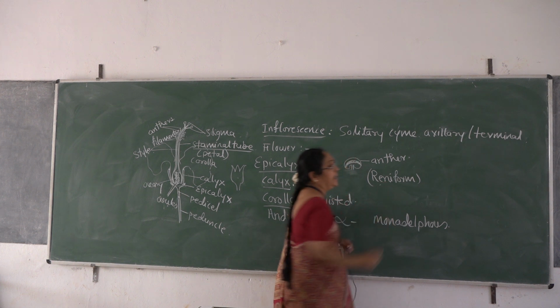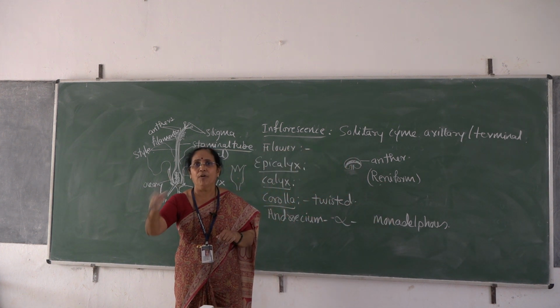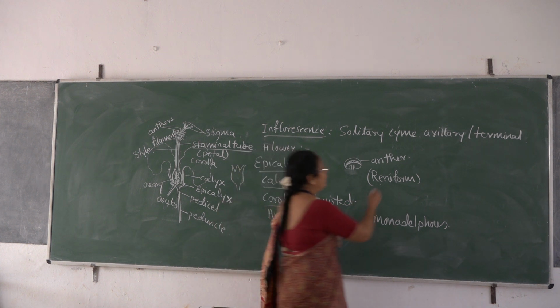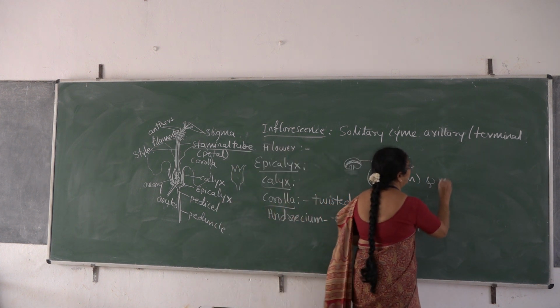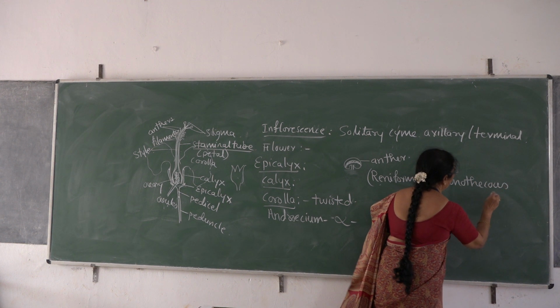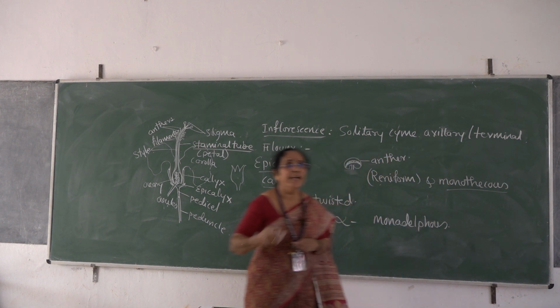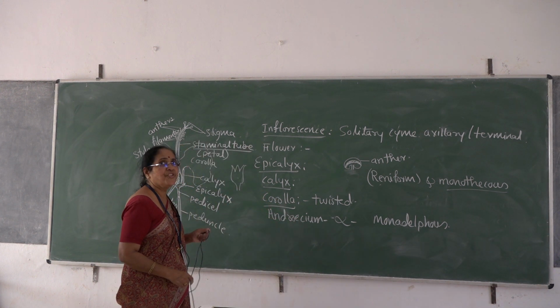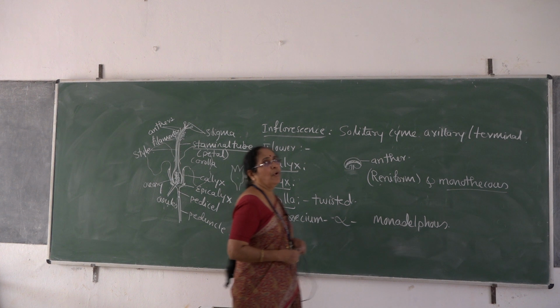Reniform, meaning is kidney-like. It is kidney-like or it is bean seed-like, having only one chamber, and that is why the anther is reniform and it is also monothecous in nature. You will check the previous videos, you will get the meaning of monothecous. Theca is chamber. The anther is having only one chamber, so it is a reniform monothecous kind of anther.